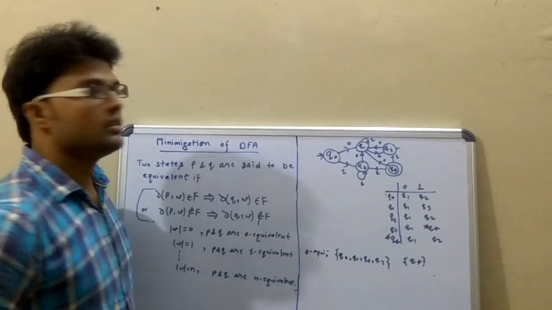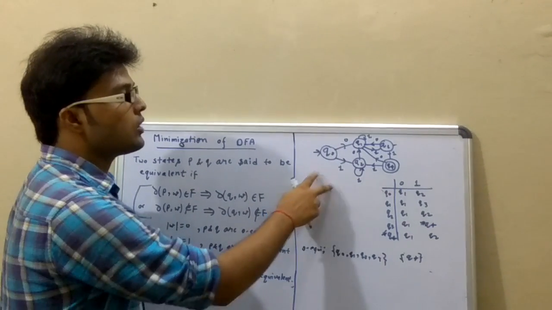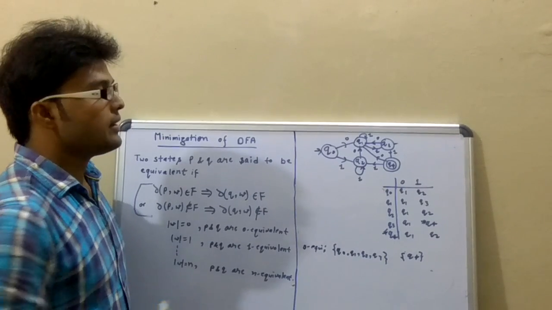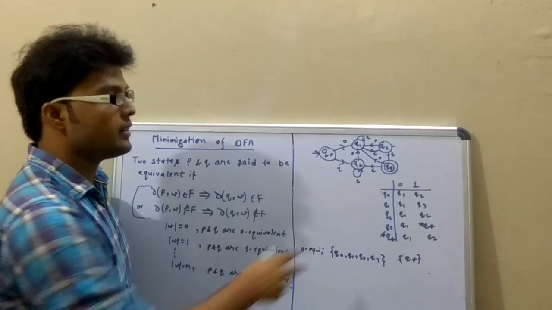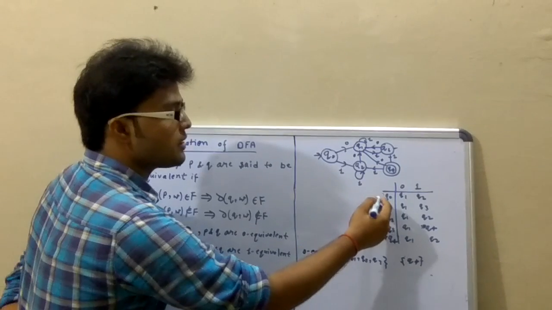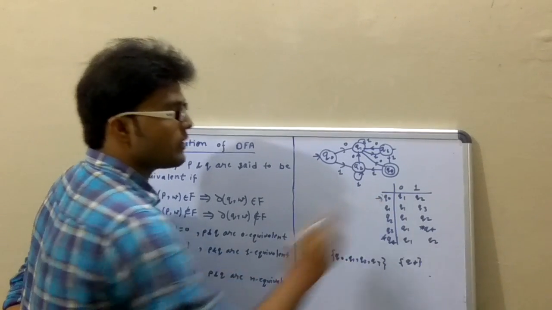Suppose this is the automata given and we want to convert this DFA into a minimal DFA. This is the state transition diagram and this is the state transition table. This is the first state and Q4 is the final state.